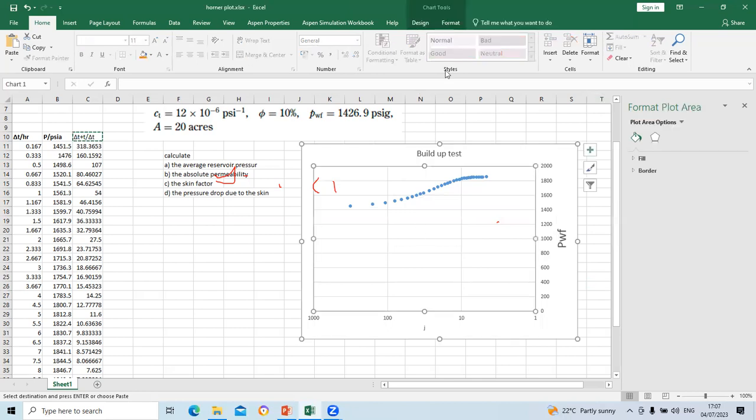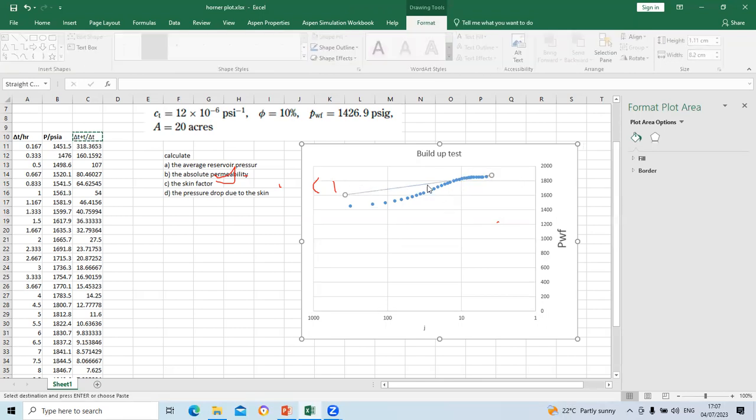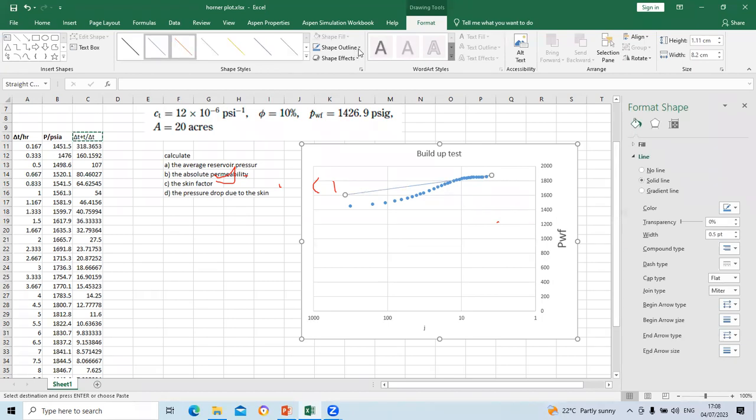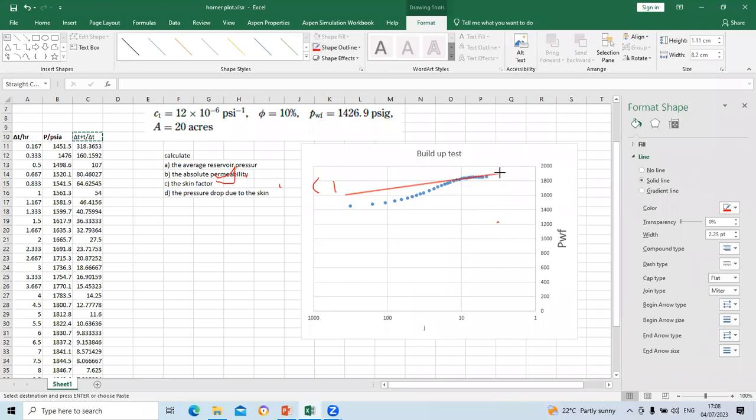We'll highlight this and go to format. Then we take the straight line and try to see if we can draw a straight line at that level. Let's change the color to red and a very large size so that we can see it well. We try to identify that straight line the best possible way. All right, so that's our straight line.